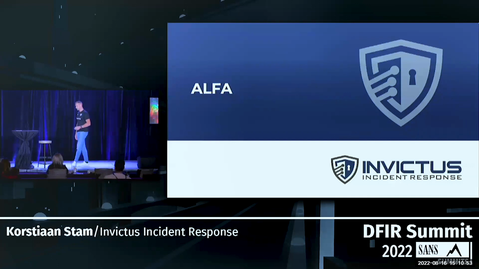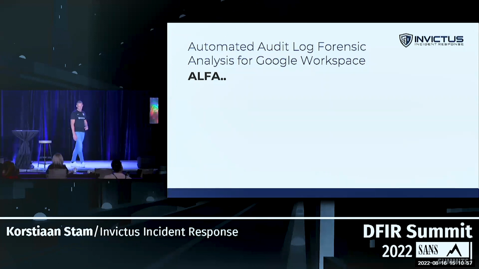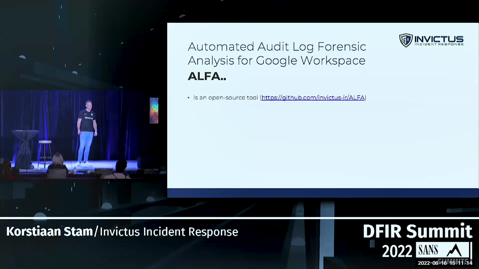And now we come to the topic of ALPHA. What is ALPHA? ALPHA stands for Automated Audit Log Forensic Analysis for Google Workspace. Well, ALPHA has four letters, and I think there are a lot more words there, but we thought ALPHA sounds a bit better, so we stuck with ALPHA. It's an open source tool, and it's available right now. I think I cloned it and made it publicly available this morning, so it should be available for everyone to use. What it does, it can acquire all Google Workspace audit logs.